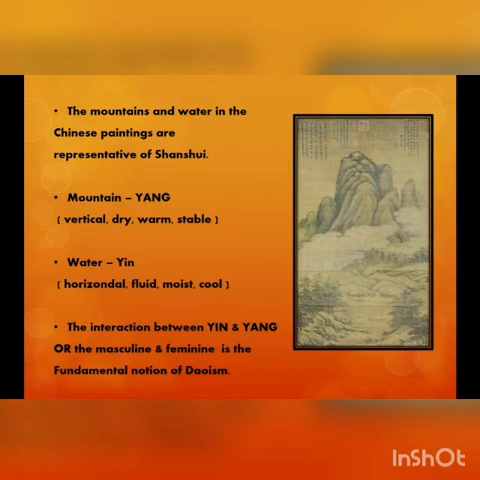While the water or yin or the feminine part is said to be horizontal, which is fluid. Since it is water, it is fluid, it is moist, and it is cool. So, the interaction between yin and yang, or the masculine and feminine, is the fundamental notion of Taoism. So, just understand what is Taoism, understand the symbol yin, yang, and the middle void. Also, the Shan Shui symbol.